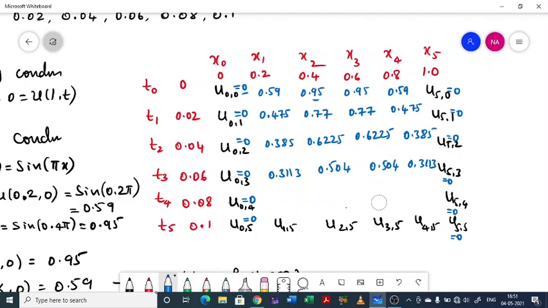Next fifth row, 0 plus 0.504 by 2, that is 0.252. 0.3113 plus 0.504 by 2, that is 0.408. 0.504 plus 0.3113, so again it is 0.408. 0.504 plus 0, that is 0.252.